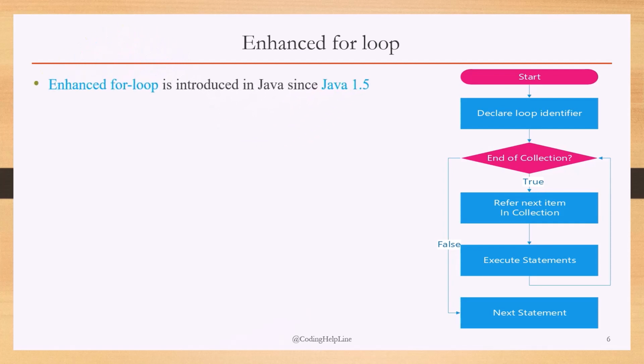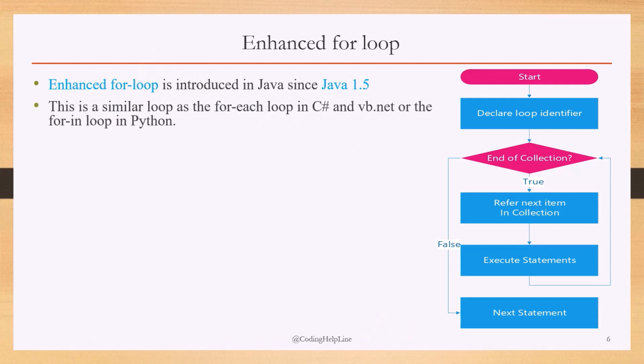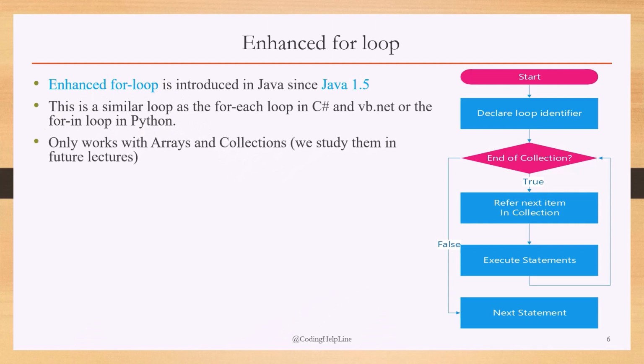So enhanced for loop is introduced in Java since Java 1.5 when the Java generics are introduced. This is a similar loop as the for loop in C# and VB.NET and for in loop in Python. Only works with arrays and collections. We study them in future lectures.